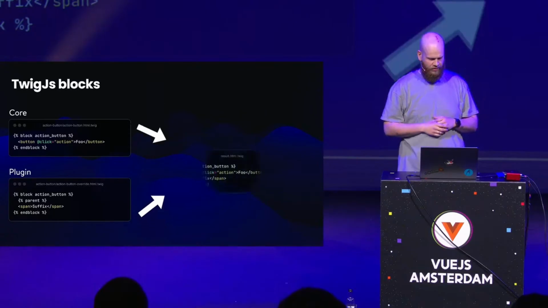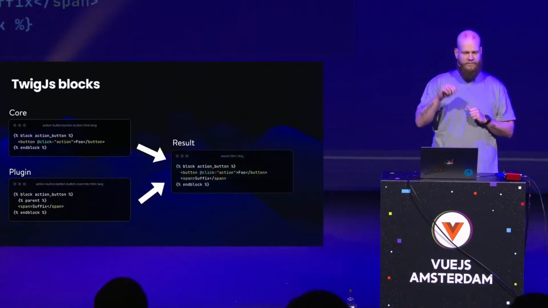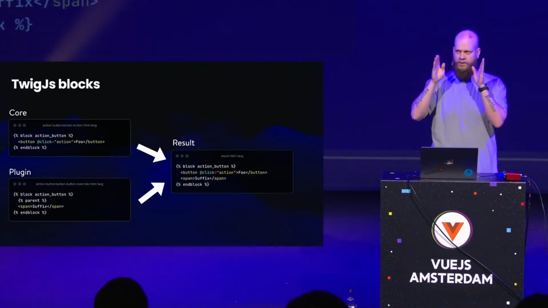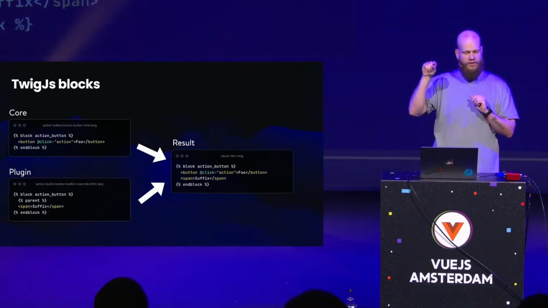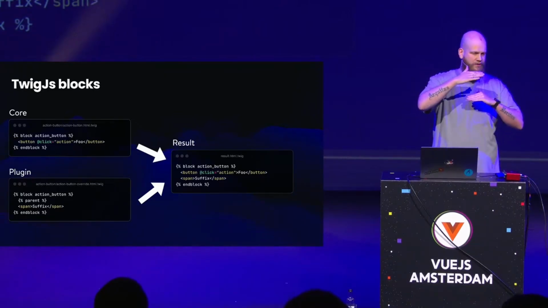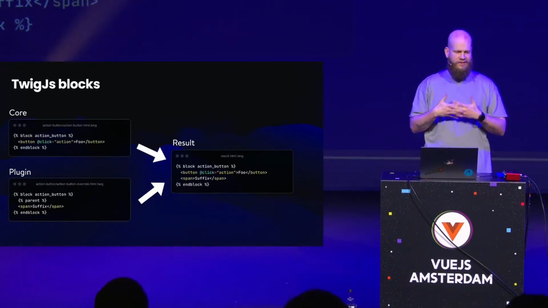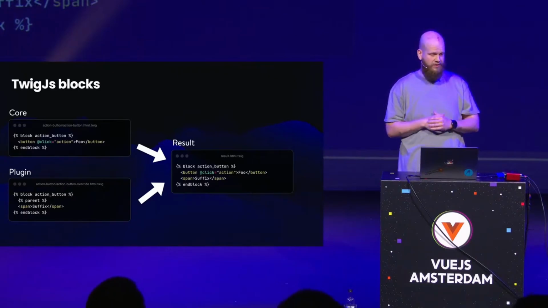So what happens here is that Twig.js combines these two files to the same block. The parent call from the plugin actually gets the content of the base block, inserts it into place, and then the rest of the plugin block just gets appended. So we merge the results together. And that's giving us the button with the suffix all together.